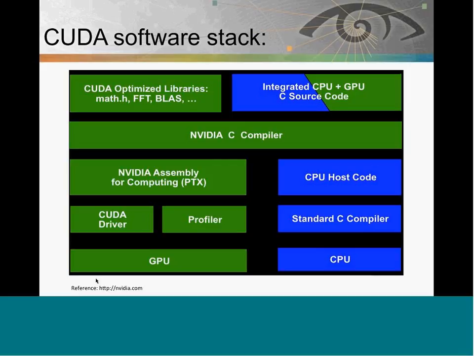So it splits your code into two different categories and compiles the CPU code into CPU assembly and the GPU code into PTX assembly language. For the CPU host code, it just uses a standard C compiler like GCC or Intel, compiles the code and runs it on the CPU. But for the parallel thread execution assembly code, you use the CUDA driver and the GPU.